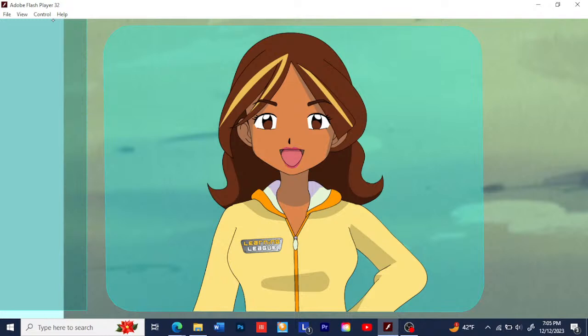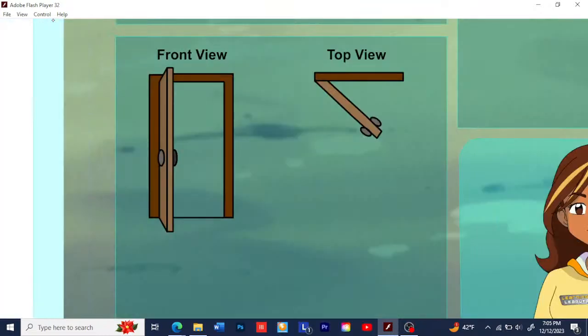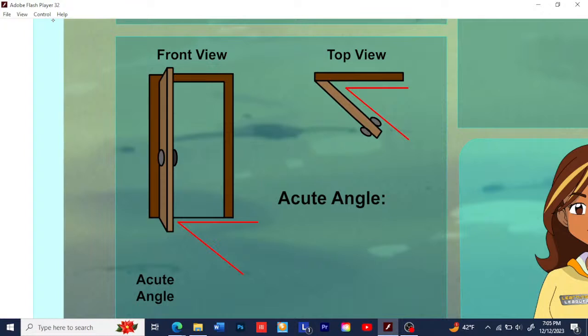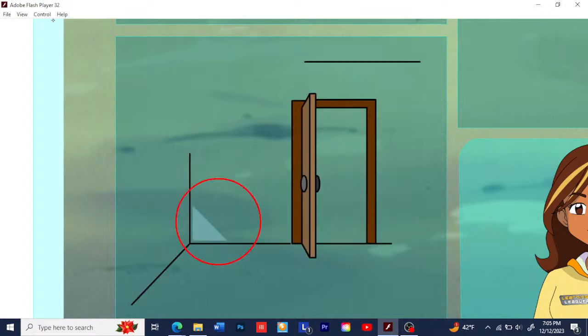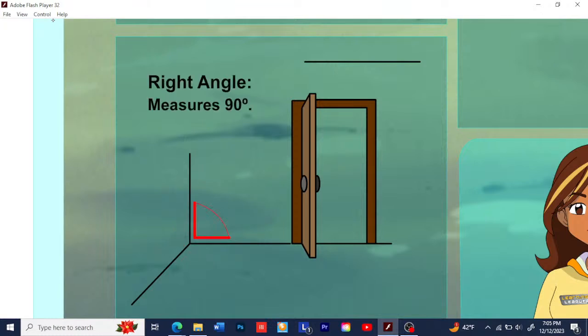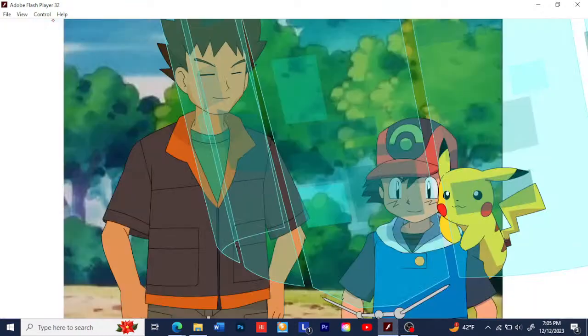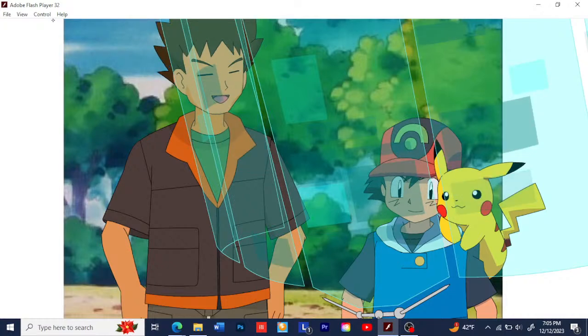We group angles by type according to their different measures. First, we have this one. The open door is making an angle. It's called an acute angle, and it measures between 0 and 90 degrees. Now look at this corner. It's a right angle. A right angle measures 90 degrees. Did you know right angles are the most common angles? Oh yeah, like the corners of a box. Or the seat and back of a chair.